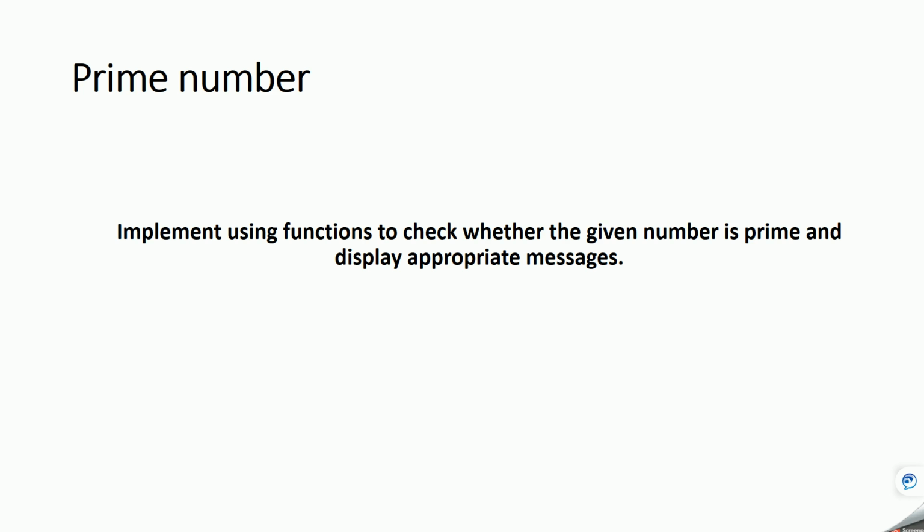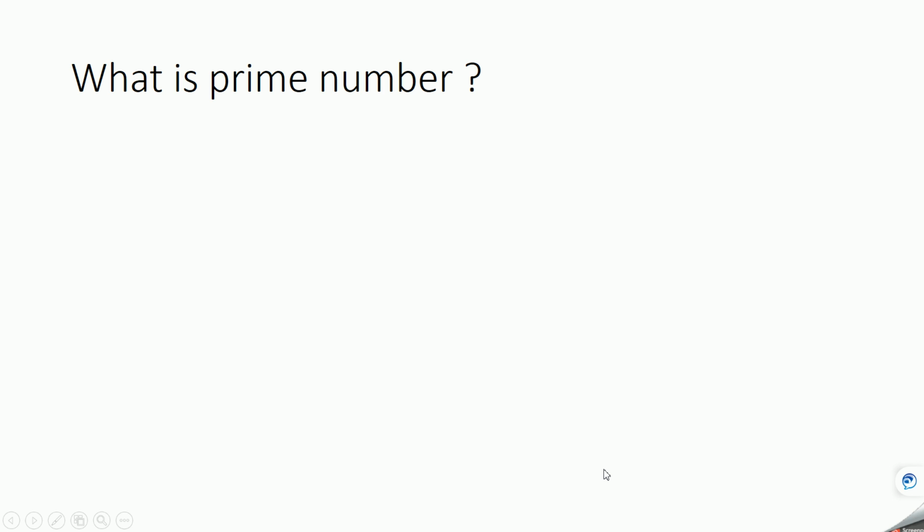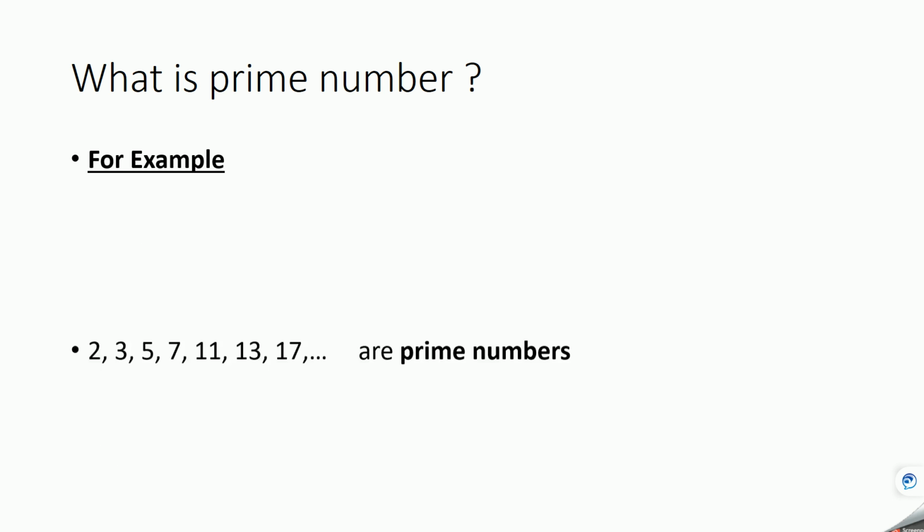In this video, we are going to learn to write a program that will help us find whether a number is prime or not. So let's see what a prime number is. A prime is a number which is greater than 1 and it is divisible only by itself. What do I mean by this? Let's see.